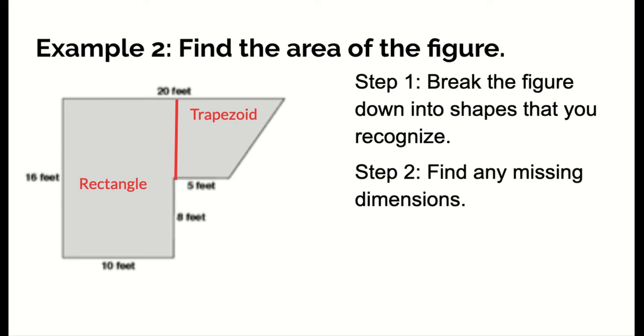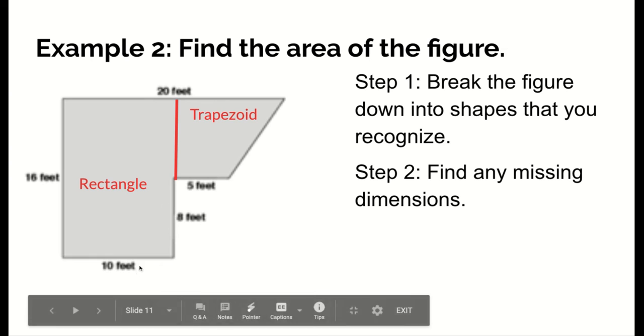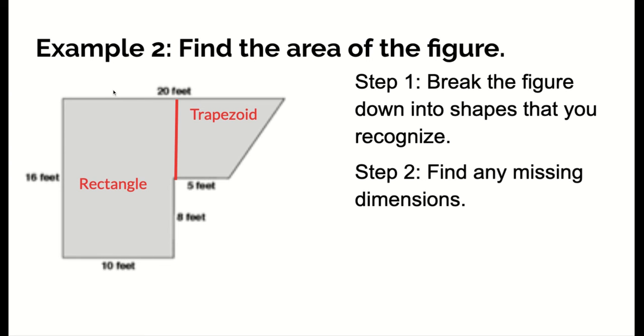Step 2, find any missing dimensions. Now there are a few dimensions here that I'm not quite sure about. One, I need to know across the top, this 20 feet. So I know that at the bottom here, this rectangle is 10 feet. So that means up here is also 10 feet. And if this total length is 20 feet and this much of it is 10, then if I subtract the 20 and 10, I know that this part, which is part of my trapezoid, is going to be 10 feet.